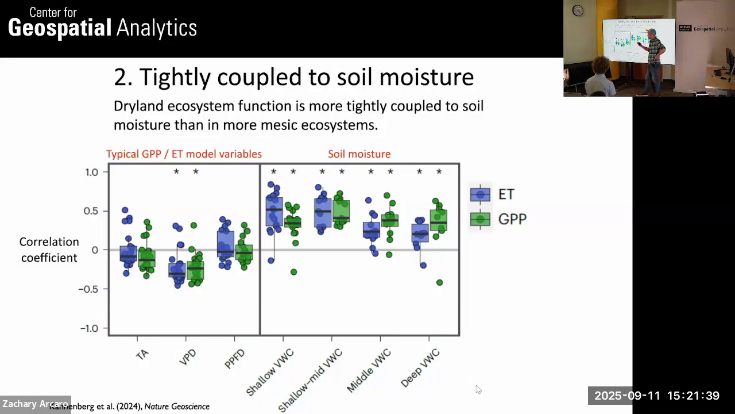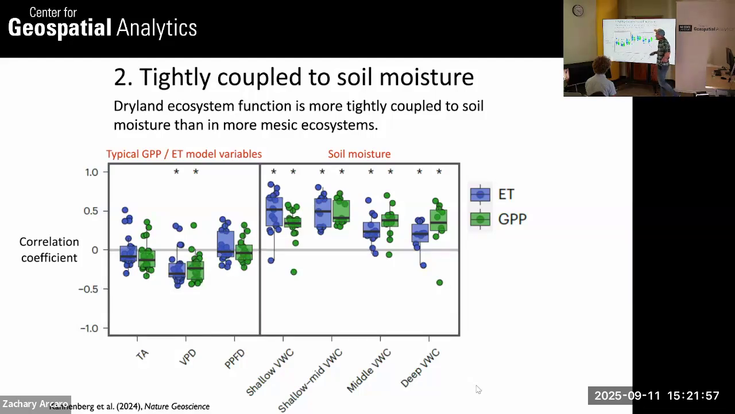Generally speaking, these models assume that below some minimum temperature, plants aren't going to be active, and as that temperature increases up to an optimal level, photosynthesis will increase along with it. And then vapor pressure deficit is basically the dryness of the atmosphere, which is used in a lot of cases as a proxy for moisture stress.